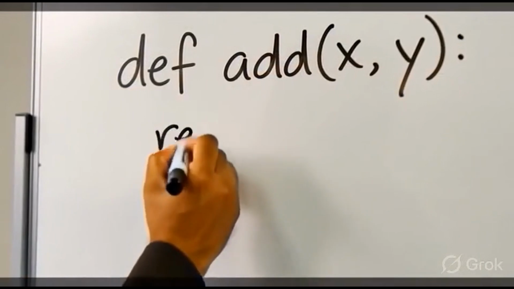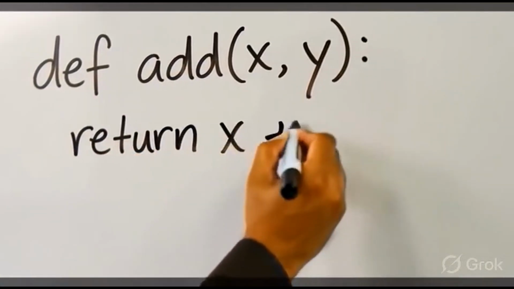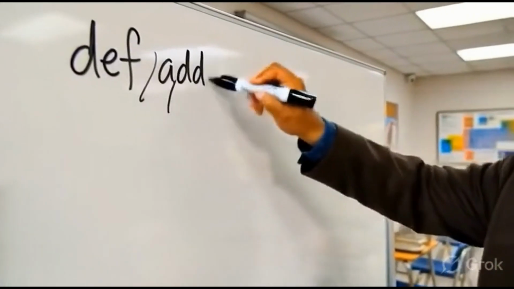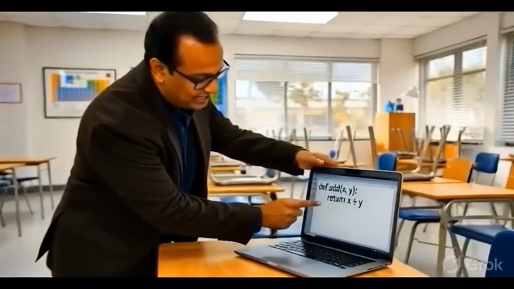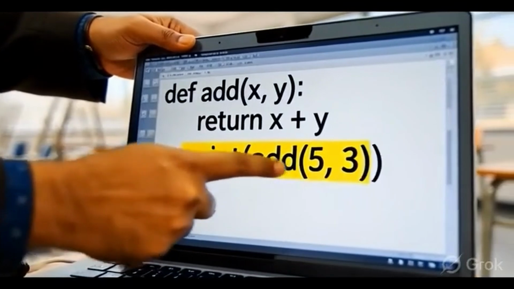Let us write a function that adds two numbers. This function takes two parameters and returns their sum. Here we define add with x and y as parameters. Now on the laptop, the print statement should be print add of 5, 3. The function receives numbers and calculates the result.